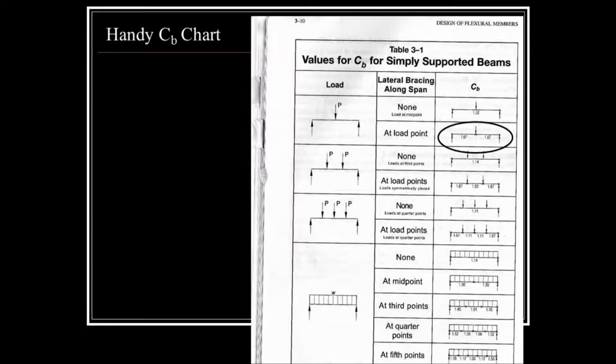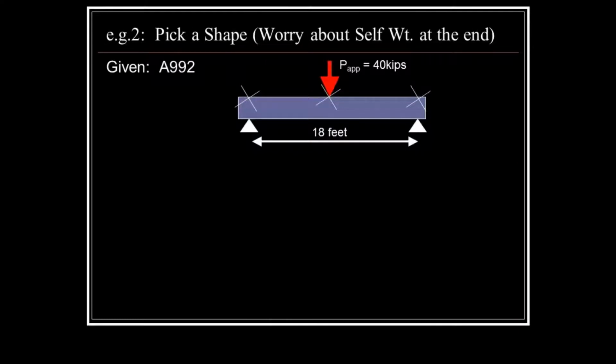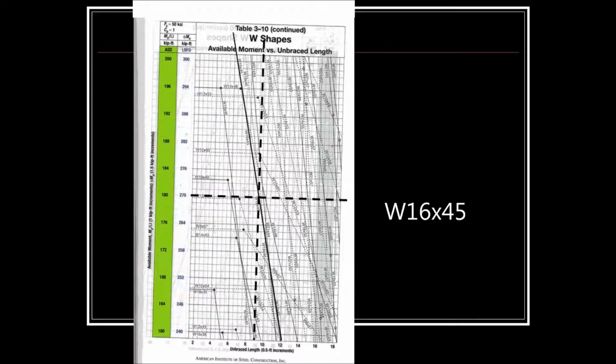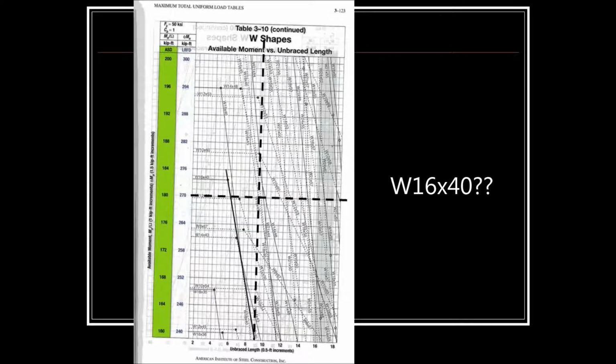I know that I need an allowable moment of at least 180 kip-feet because the reaction would be 20 kips and the distance from the support to the maximum moment point would be 9 feet, giving me 180 kip-feet. Intersecting the required moment of 180 with the unbraced length of 9 feet, I find that a W16x45 is adequate. However, I think a W16x40 might actually be adequate. The reason I think this is I haven't yet considered the Cb factor.